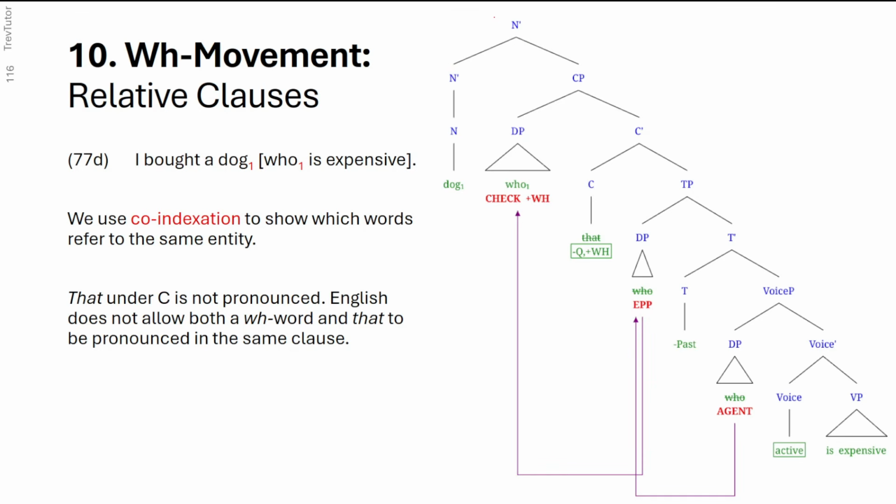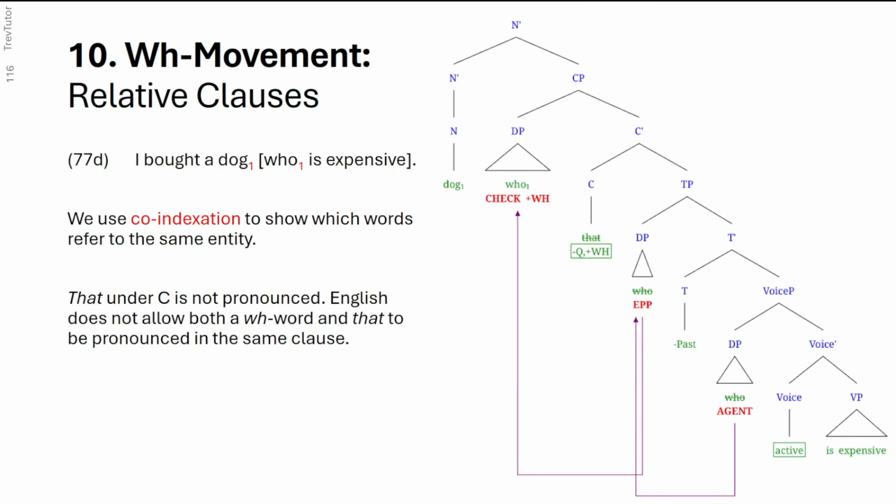And in terms of the inner clause, well, we know something is expensive. The dog is expensive. So the dog is an agent generated under the specifier of the voice phrase. It's moving up to the TP in order to get case and for EPP reasons. And then it's going to move up to the specifier of the CP because this is a WH word and it needs to check its features with the C head. And at that point, our derivation is complete.